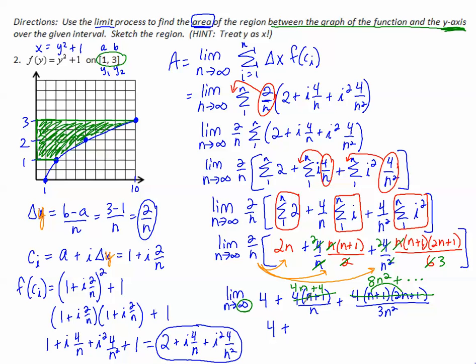thirds. There's our area, but of course, let's clean it up a little bit, simplify, make it a nice final answer. We have 4 plus 4 is 8, and 8 plus 2 and 2/3 makes 10 and 2/3. There is our final area.